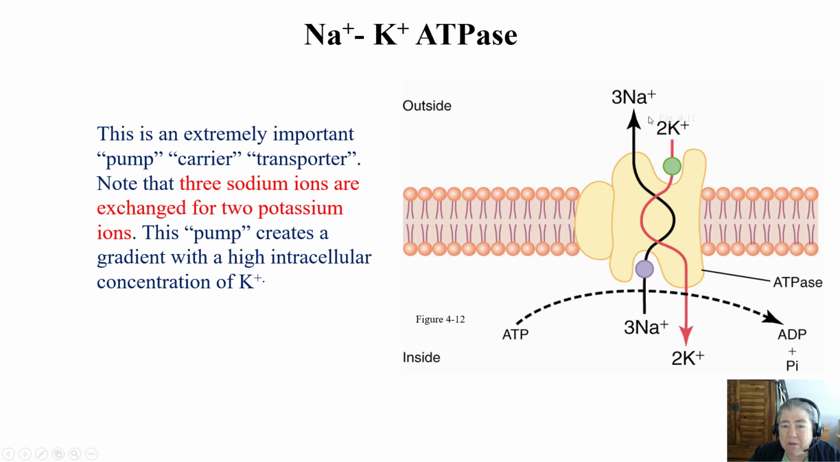But one of the things that I really need you to remember, and if I put something in red, you can kind of expect it to turn up in a test question, is that 3 sodium ions are exchanged for 2 potassium ions. And I want you to think about that a little bit because chemically, sure, that works. But doesn't that do something electrically? We're moving 3 positive charges out and 2 positive charges in. So we'll come back to that in a little while.